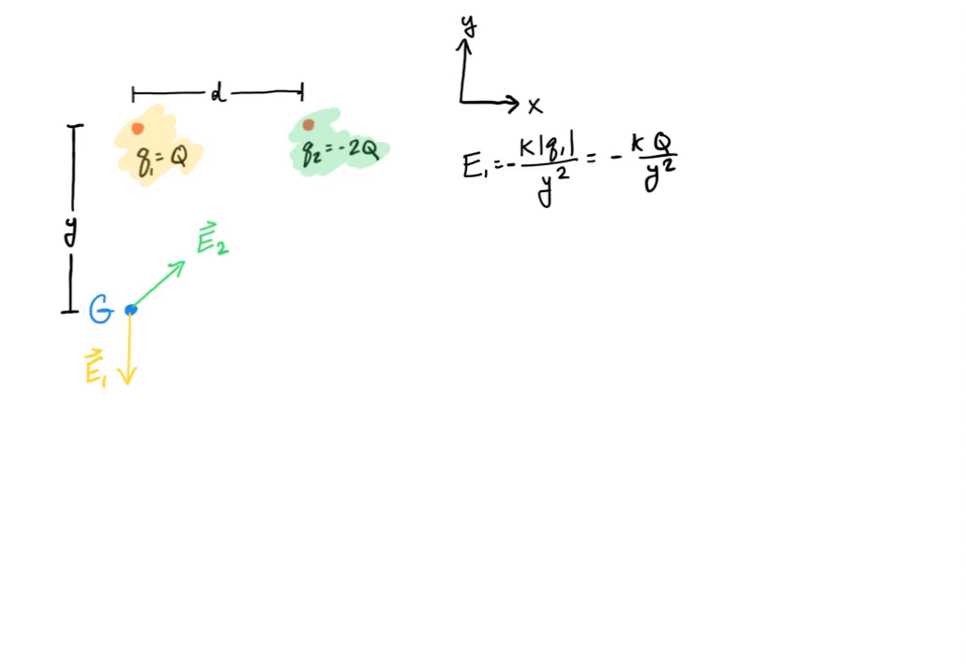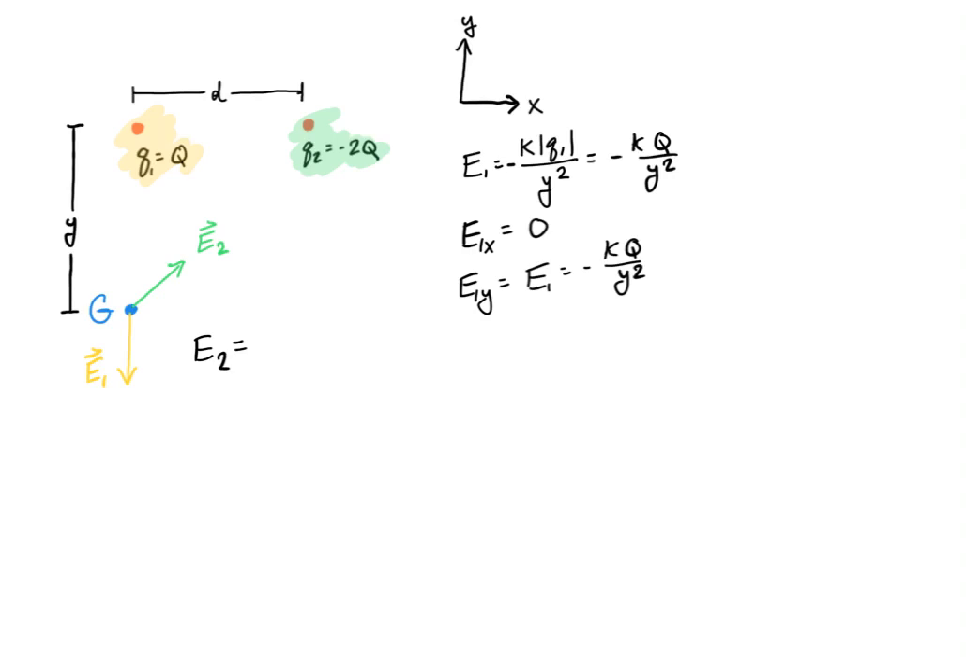Now I want to find the x and the y components. And in this case, it's easy. The x component is 0, and the y component is simply the overall field, because it's only pointing in the y direction. Now we need to figure out E2. Well, we can find the magnitude of E2 the same way. E2 is equal in magnitude.